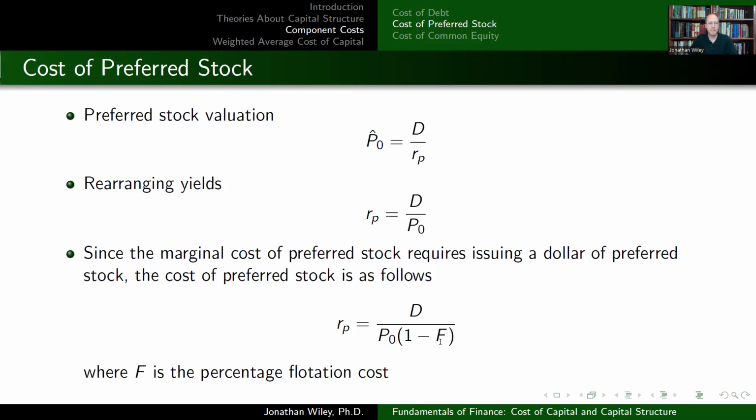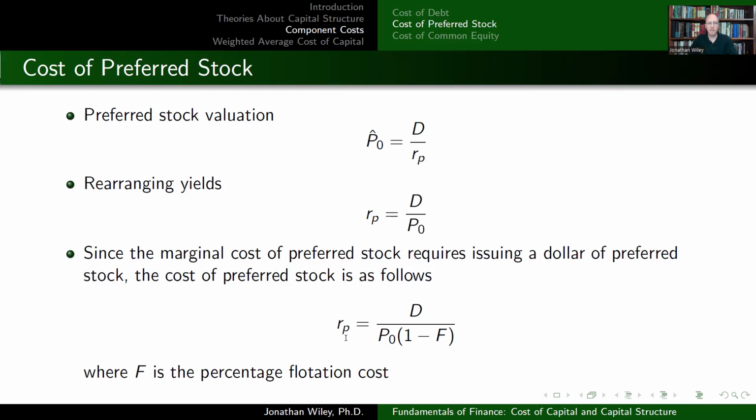So basically what that means is the more the investment bank requires as a percentage in terms of flotation costs, the less money the company receives from selling the preferred stock. And therefore, they still have to earn the dividend that they're promising, but they have less money to invest to get it, which means the company has to earn a higher return to provide the return the shareholders are expecting.